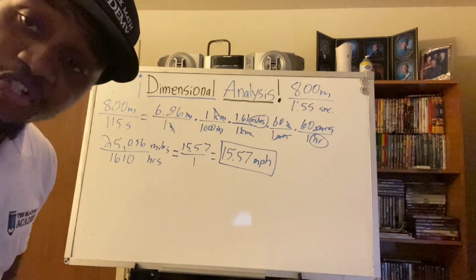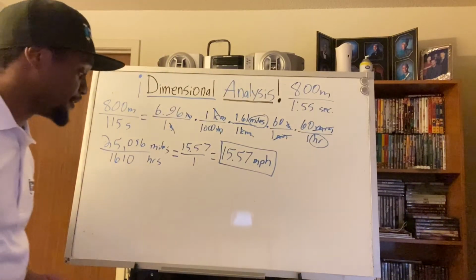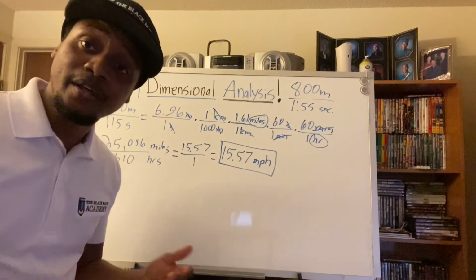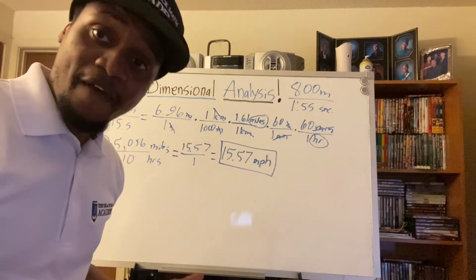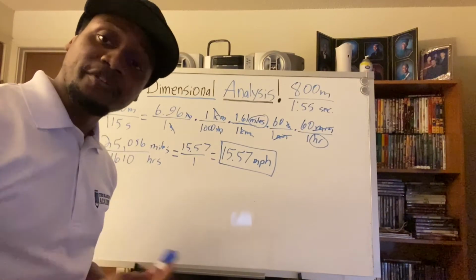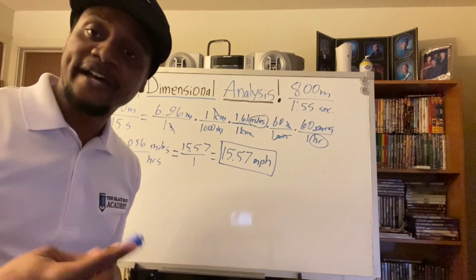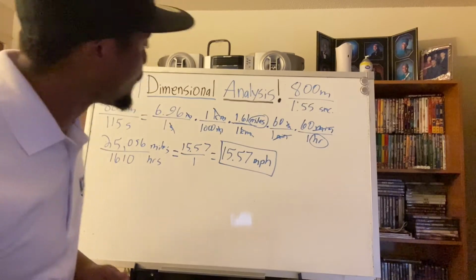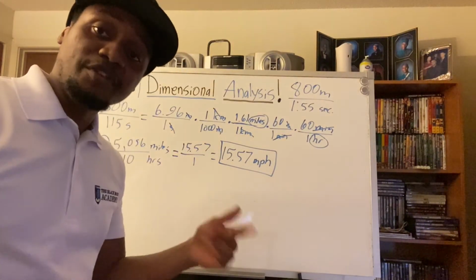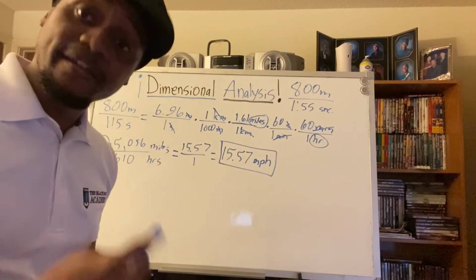You guys should actually try to figure this problem out by using Usain Bolt's record. He, the Jamaican superstar that is the fastest man in the world, he has the world record for the 100 meter event. He ran it in 9.58 seconds. So see if you can use the same conversion rate knowing that he ran the 100 meter dash in 9.58 seconds.